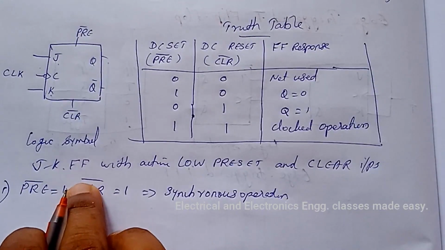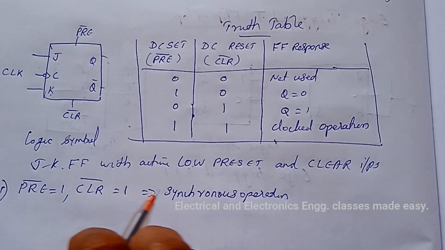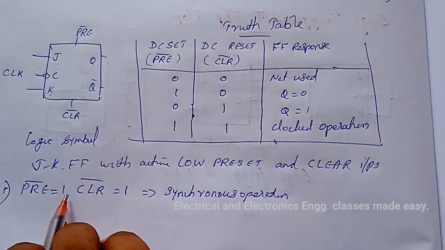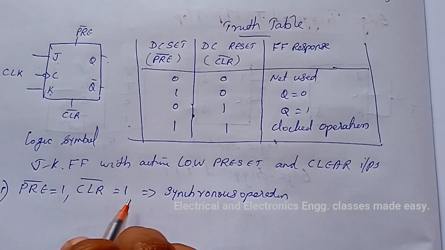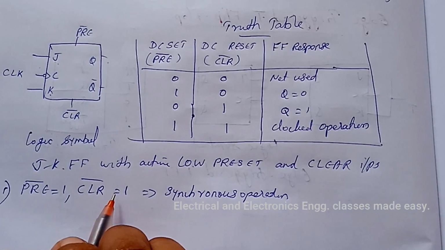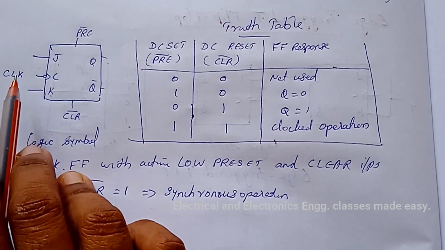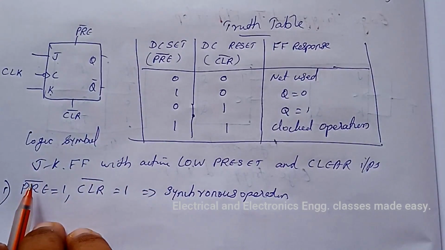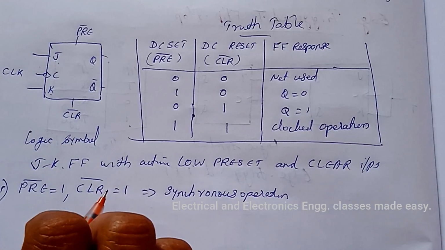So the asynchronous inputs are inactive. So when preset bar equal to 1 and clear bar equal to 1, then the asynchronous inputs are inactive and the flip-flop responds freely to J, K and clock inputs in the normal way. And this is called synchronous operation.